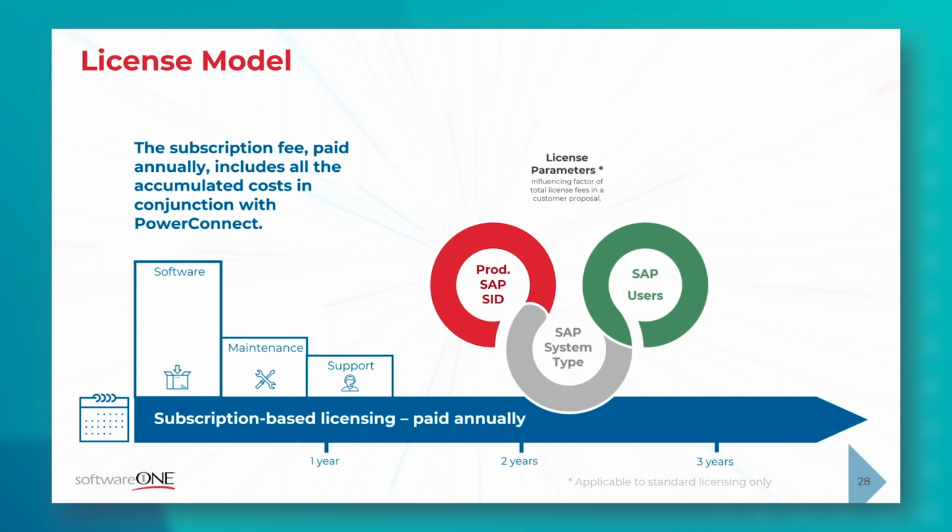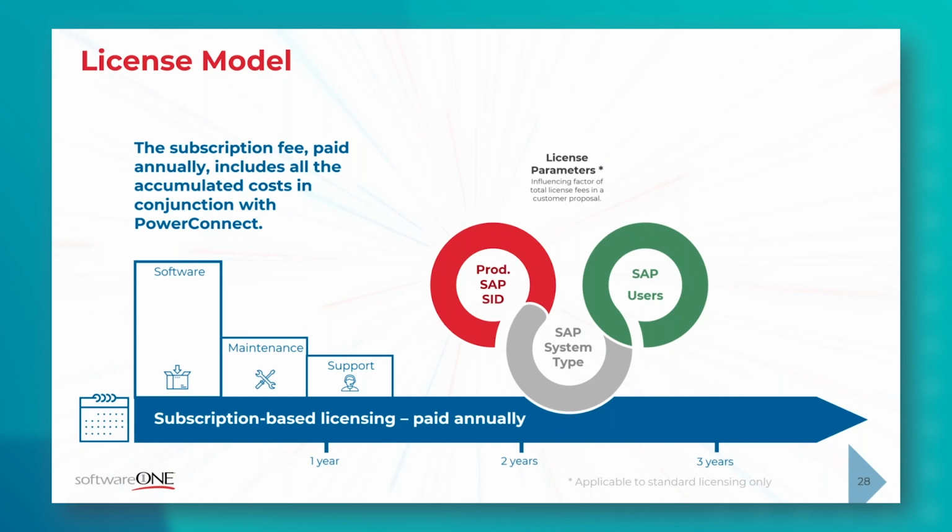The next step of licensing is that any of your productive SAP systems must be licensed. The non-productive SAP systems, meaning development systems, quality systems, sandboxes, training systems, whatever, are implicitly licensed with PowerConnect with the production system.